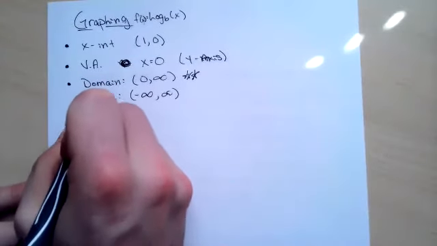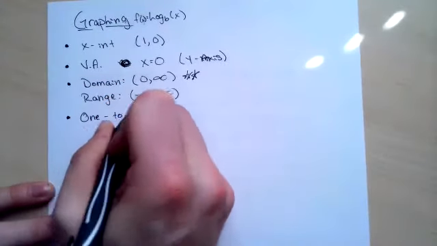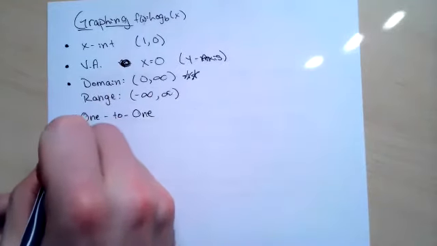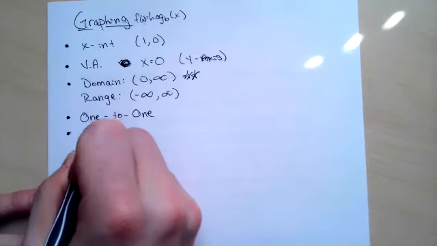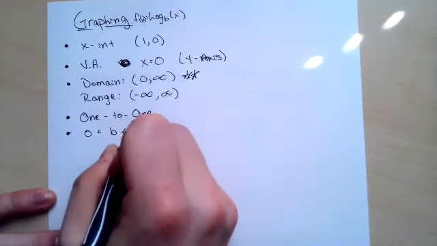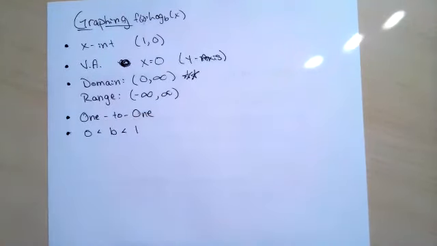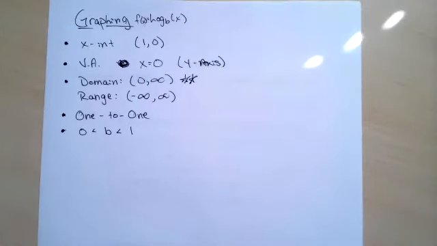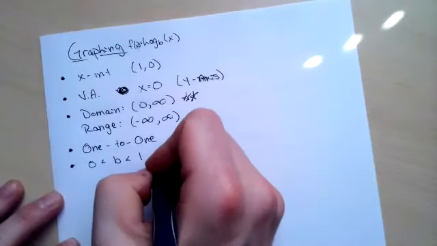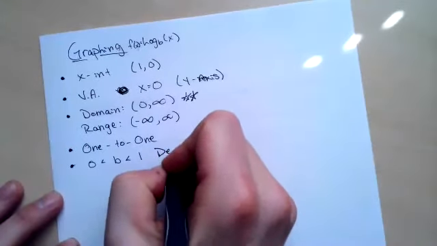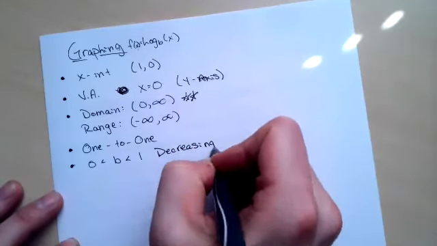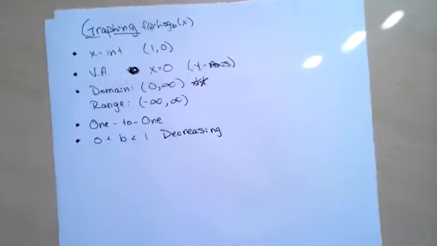So we'll have one-to-one functions, of course, because we have an inverse. We've got other properties. So when the base of an exponential is between 0 and 1, this corresponds to a decreasing function. Same thing with logarithms. So when the base is a fraction, it's a decreasing function.